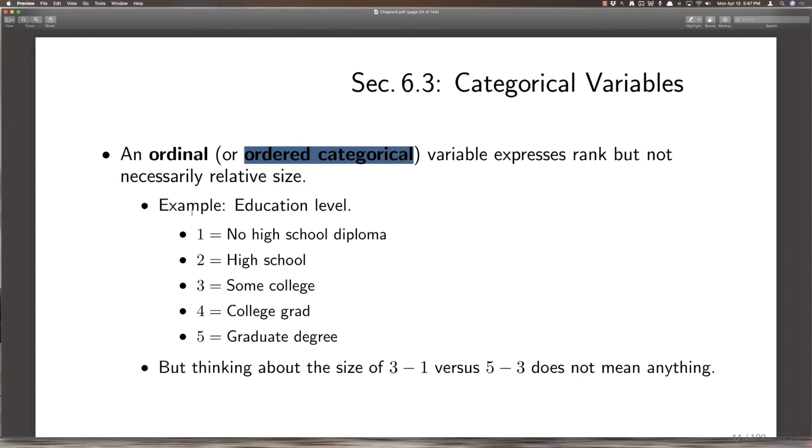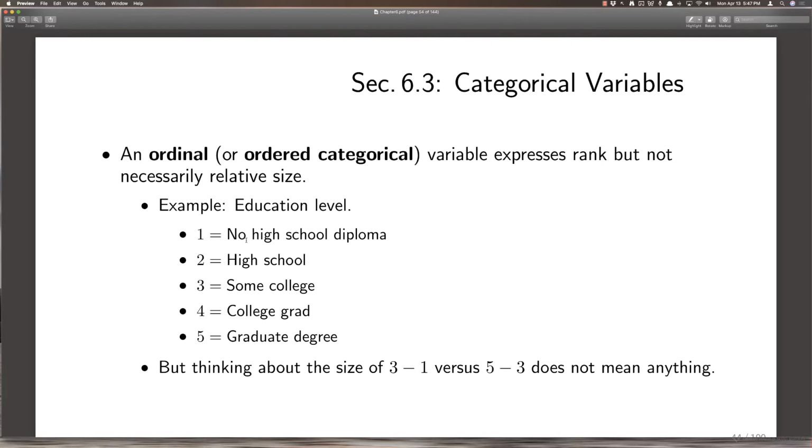But we can't really just use these numbers as is. Why? Well, what's the difference between 3 and 1? If it's a real measure of something, 3 apples and 1 apple, the difference is 2 apples. But what's the difference between some college and no high school diploma? It's not a 2. And you can see that by thinking about what's the difference between a graduate degree and some college? That's also 2 different in this coding, but there's no reason to think that those would have the same effect on whatever your dependent variable is.